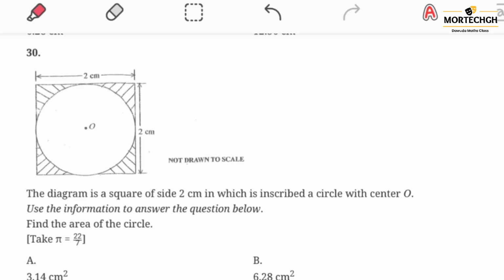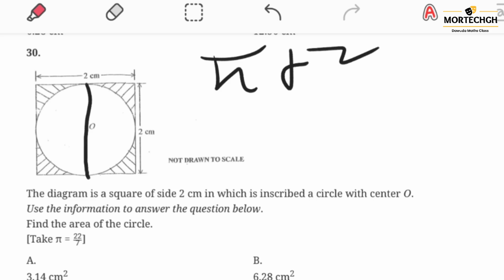A similar question, question 13. The diagram is a square of side 2 cm in which is inscribed a circle with center O. Use the information to answer the question below. Find the area of the circle. Area of the circle is equal to pi r square, right? With the square, we have the breadth to be 2 cm and the height 2 cm. The height being 2 cm forms the diameter of the circle. So therefore, the radius, which is half the diameter, will be equal to 1 centimeter.